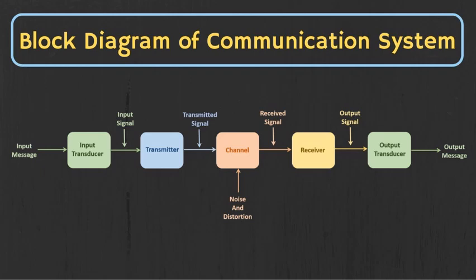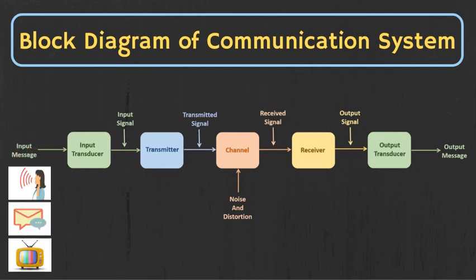Now, let us discuss the block diagram of a communication system. Through the block diagram, let us understand how the information is shared between two points. In this block diagram, the first block is the source from where the message signal is generated. This message could be a voice, an email, a television signal, or even some data signal.